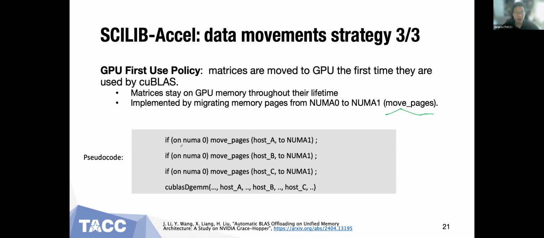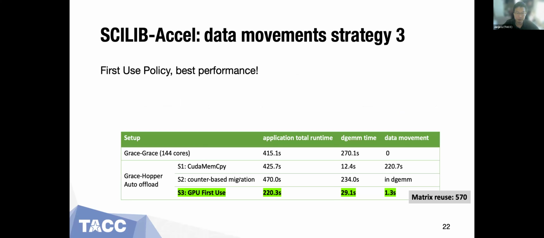And the pseudocode here shows you what happens upon intercepting the BLAS calls. We check if that piece of data is on NUMA 0. And if yes, meaning that the data is on the CPU, we call move_pages to move it to the GPU. And after doing all the data movement, we can call BLAS using just the host pointers, the host matrix pointers. There's no new memory allocation. So how does it perform?